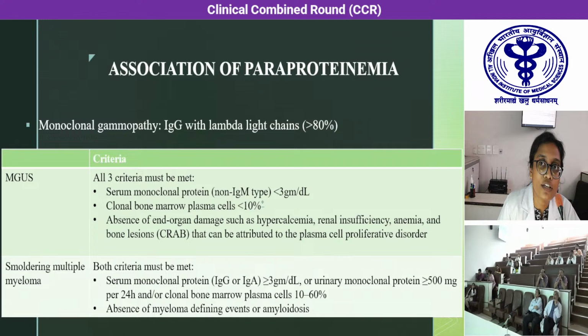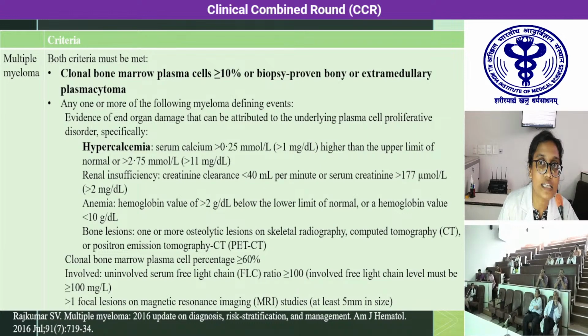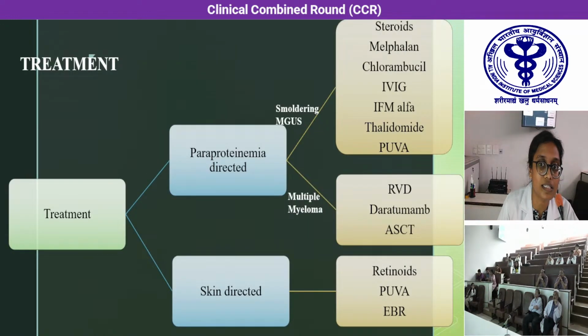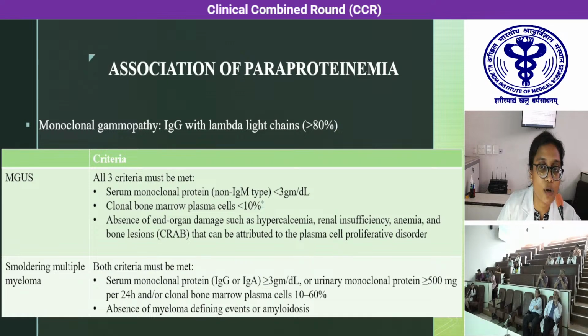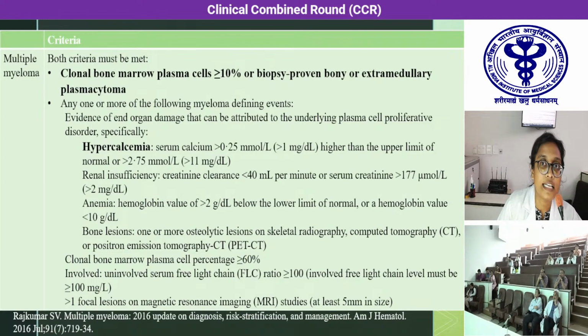There are various criteria for paraproteinemia. If there are more than 10% bone marrow plasma cells, it is considered multiple myeloma. If less than 10%, it is considered monoclonal gammopathy of undetermined significance. In our patient, the bone marrow showed more than 10% plasma cells with features of hypercalcemia. Other features which can be included are renal insufficiency, anemia, and bone lytic lesions.